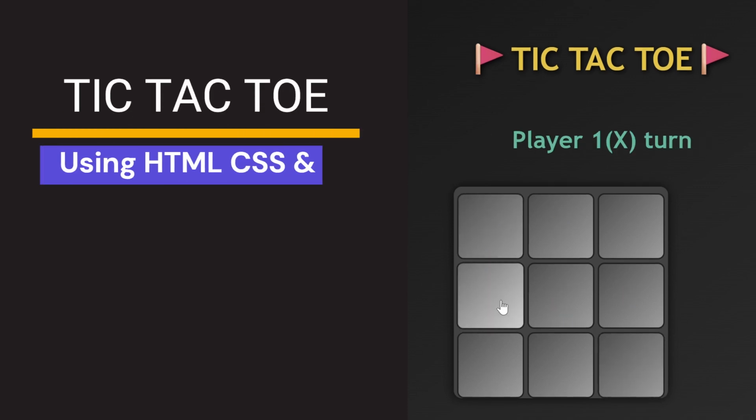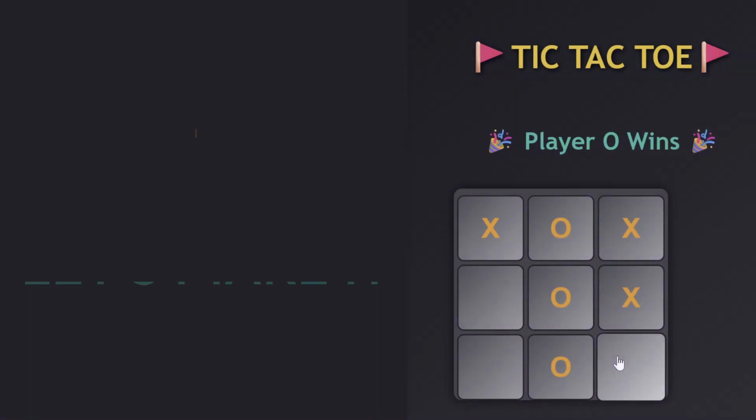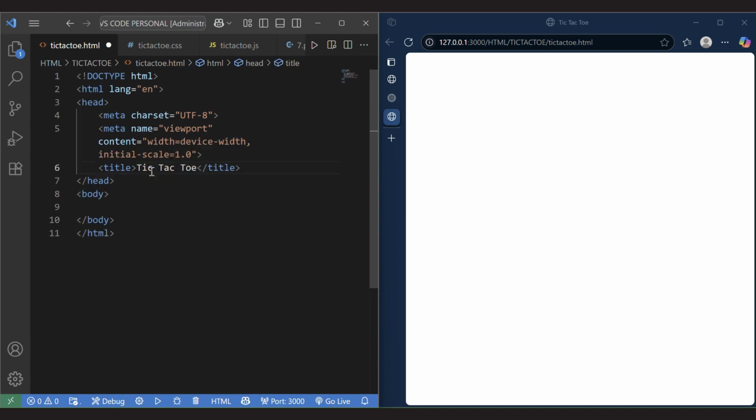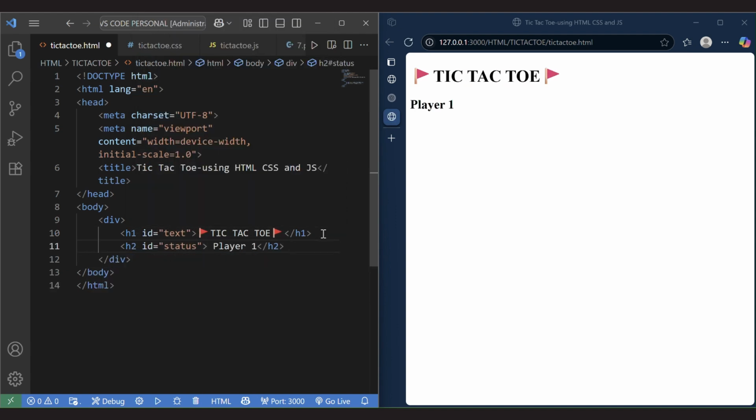This time we are going to make a two-player game, tic-tac-toe, using HTML, CSS and JavaScript. Let's make it. Firstly, in HTML, after giving a name to the website, we give a heading to our game as tic-tac-toe. After giving the heading, we give a status showing whose turn it is.